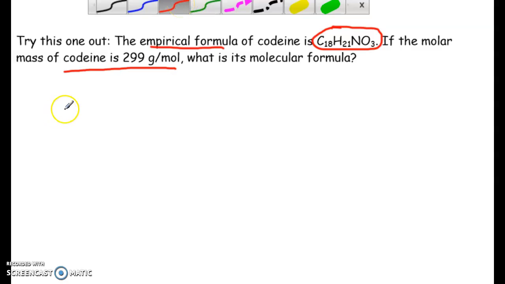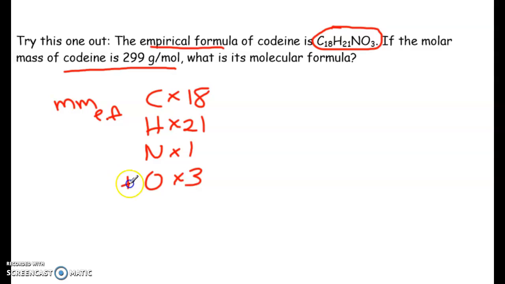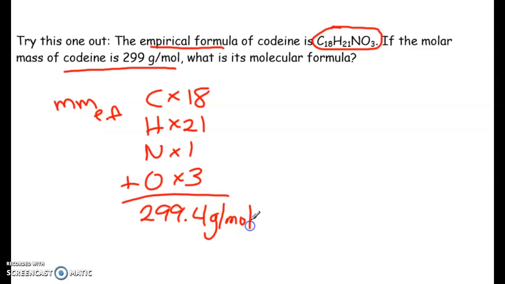Okay, so molar mass for the empirical formula, right? We have 18 carbons, 21 hydrogens, 1 nitrogen, and 3 oxygens. So let's calculate this out. We should get 299.4 grams per mole.